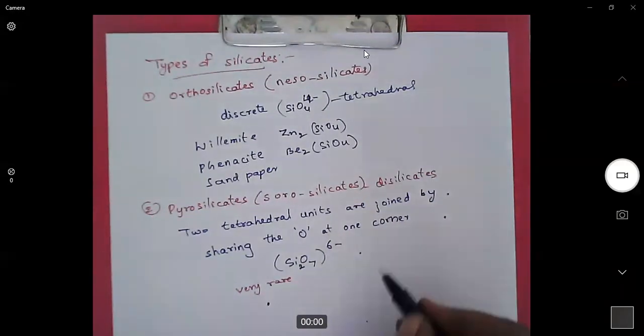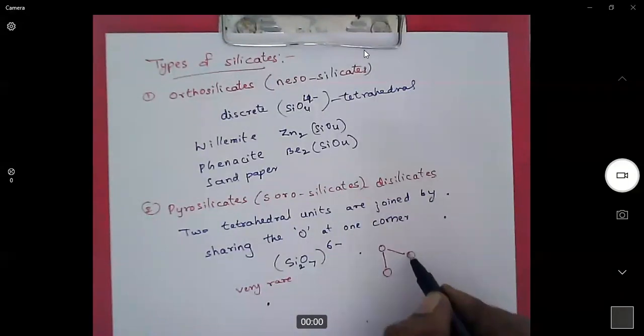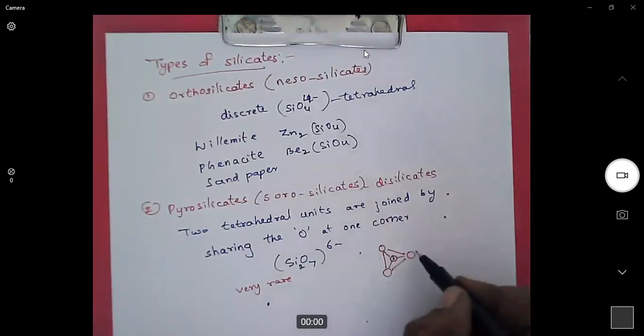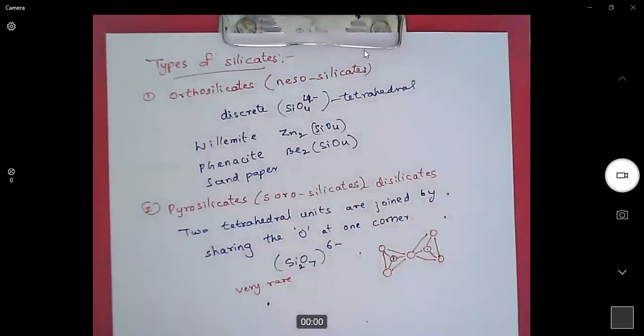Now, how are these silicates joined together? As I said in the previous class, a short notation for representing a tetrahedral silicate is this one. Now, two silicates have a common oxygen at one of the corners. So these two silicates have one oxygen as the common. So this is how a pyrosilicate will have the geometry.